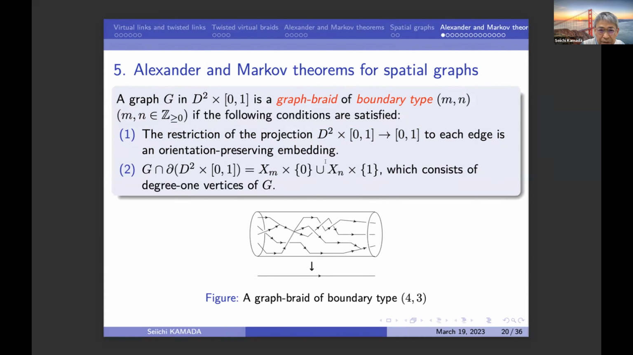So here is an example of a graph braid. Please look at one edge: the restriction of the projection to this edge is an orientation preserving embedding. So every edge is embedded orientation preservingly. Second, the intersection of G and the boundary of the cylinder is X_m × 0, where X_m is a fixed set of m points on the two disks, lying on a straight line. This is X_4, 4 points, and this is X_3, 3 points. So this figure is an example of a graph braid of boundary type (4,3).